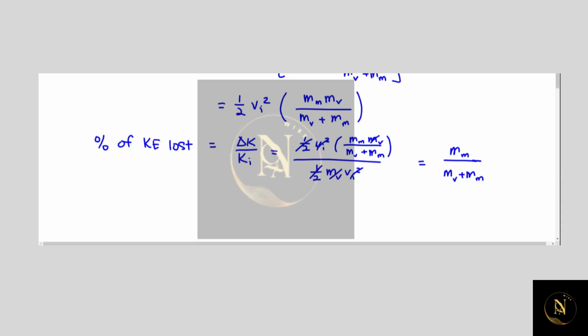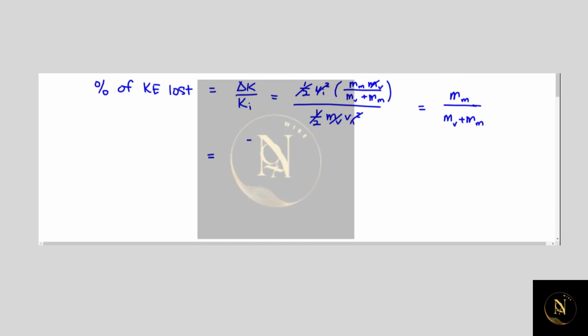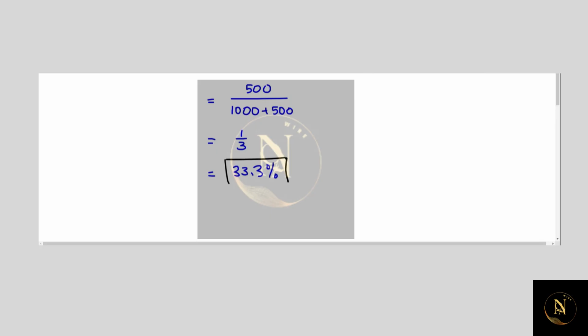So we have 500 divided by 1000 plus 500. This is 1/3, which is 33.3%. So this is the answer for part A.